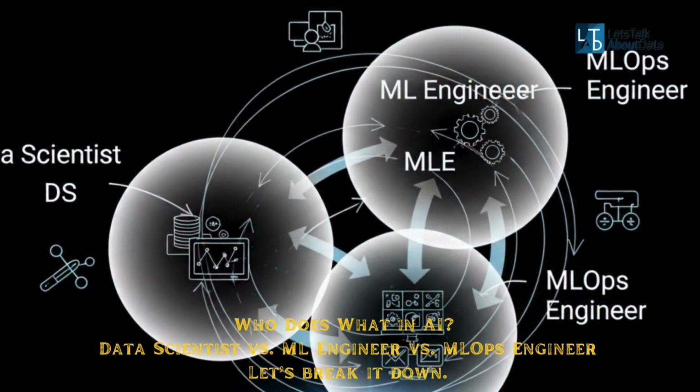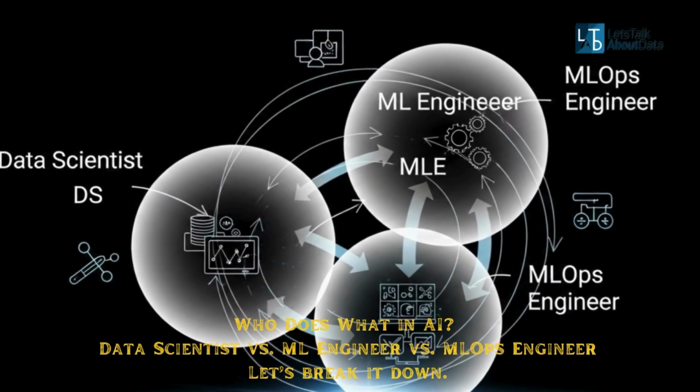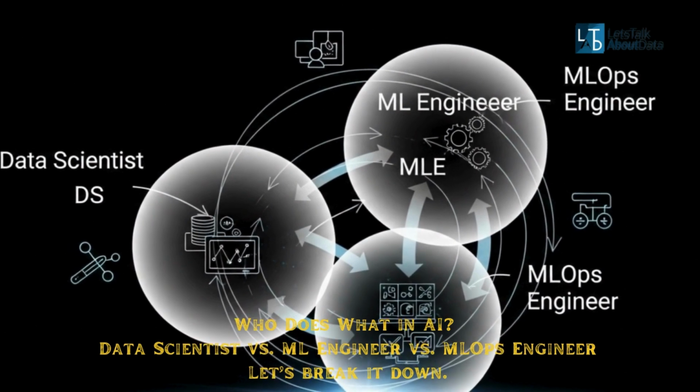You've probably come across titles like data scientist, machine learning engineer, and MLOps engineer. But what do these roles actually mean? Where do their responsibilities begin, and where do they overlap? Building an AI-powered solution isn't a one-person job. It's a multi-step journey, from identifying a business problem to training a model, deploying it, and keeping it running in production. Let's break down who does what.